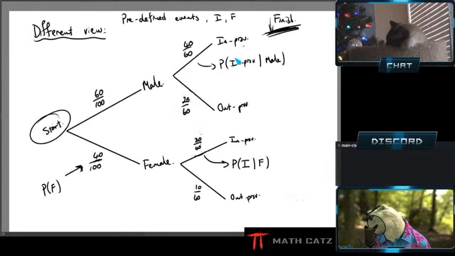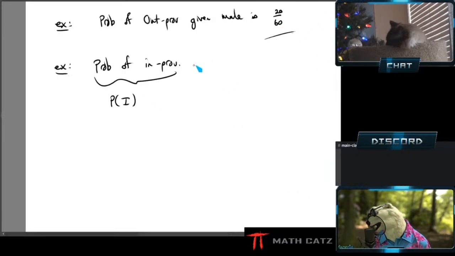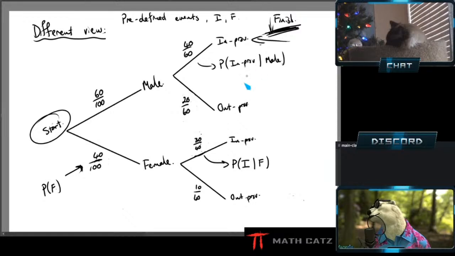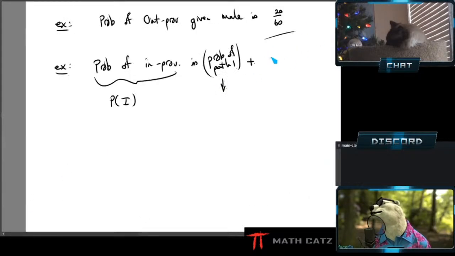So now I don't have a choice. I have to go start to finish, take the male path, and get to in province. Yes, I could take this top one. So I'll call them path 1, 2, 3, and 4, just so my sketch doesn't get confusing. So it's the probability of path 1, which will have an answer. But also, I have to add them together. I can also get an in province person with path 3. Probability of path 3.